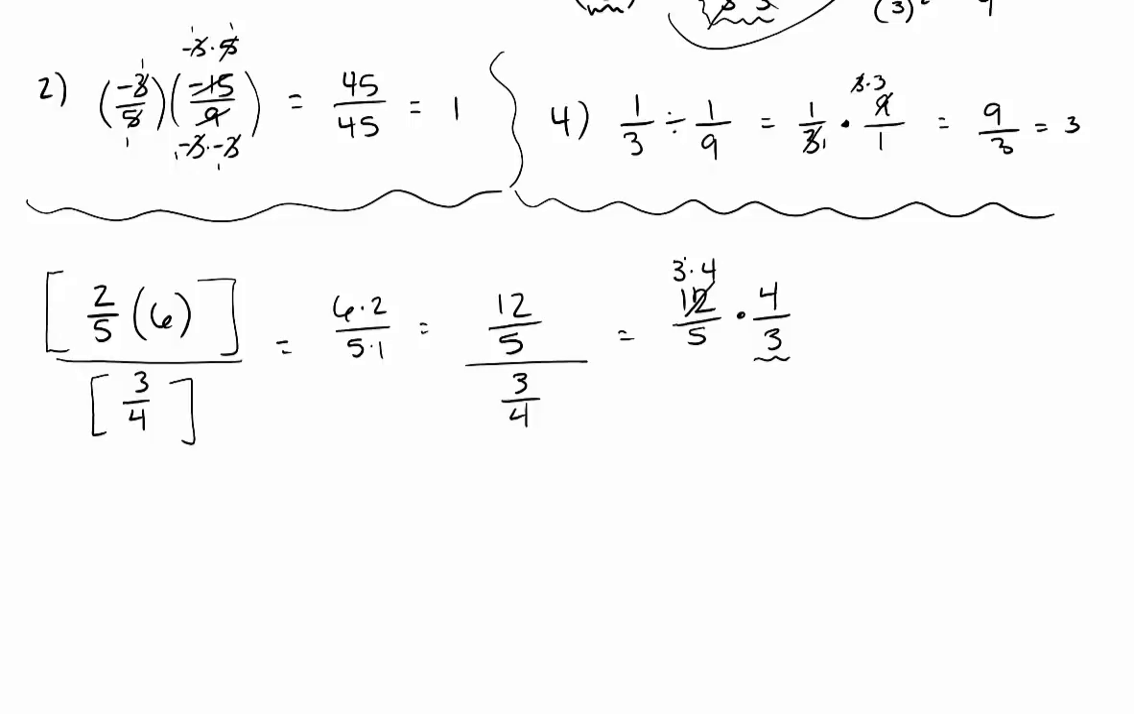Now I can cross this 3 out and cross this 3 out, and those become 1. And now it becomes 1 times 4 times 4. So just 4 times 4 is 16. And 5 times 1 is 5. So it becomes 5 over 16.